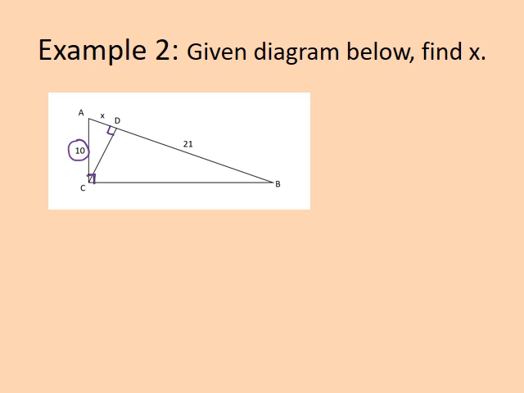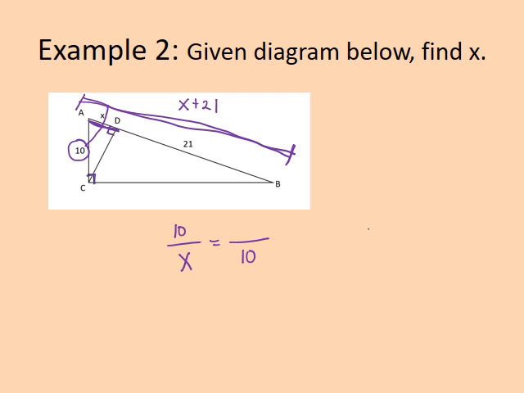Now it's the geometric mean between its closest side and the entire hypotenuse. That is always true for the legs. So in this situation, it's the geometric mean between x and the whole hypotenuse, which is x plus 21. So we're going to solve this by first setting up our geometric mean proportion. So 10, because it's the geometric mean, occurs twice. And it's the geometric mean between the closest side, which is x, and the entire hypotenuse, which is x plus 21.